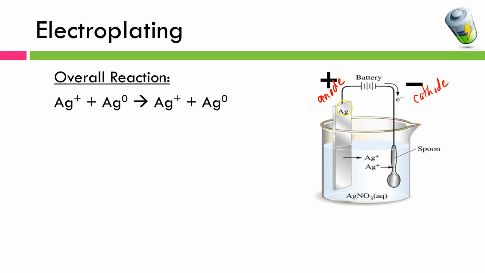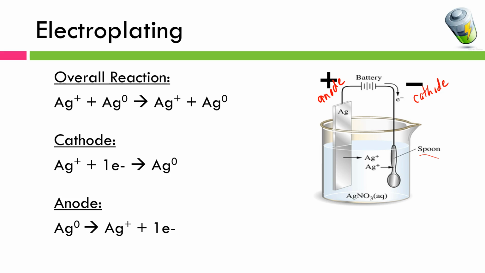As the electrons leave the strip and travel through the wire and go over to the spoon, that's going to cause a negative charge to build up on the spoon. The positively charged silver ions are going to be attracted to that negative charge. They're going to migrate over to the spoon, pick up an electron, form a silver atom, and then deposit themselves on the spoon. So your reaction at the cathode is really just the reduction of silver ions. So the silver ions that were in solution are now going to be deposited onto the item being plated, in our example, a spoon. The opposite reaction is happening at the anode.